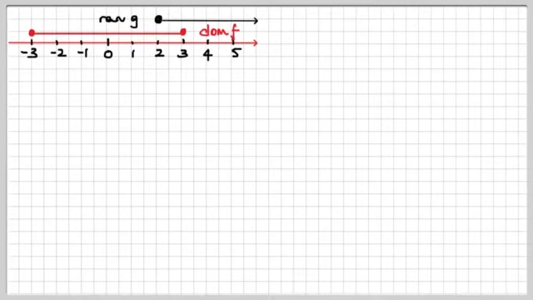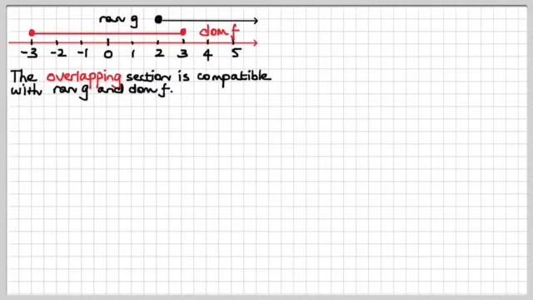Now, here is the range of g. From 2 black dot, that means including the 2, up to infinity. This is the domain of f, between minus 3 to plus 3 inclusive. Now you can see that they're not compatible because this black line here is not wholly contained within the red line here. So it is a problem, isn't it? You can see quite clearly that it is. Let's keep going. The overlapping section is compatible with the range of g and the domain of f, guys.